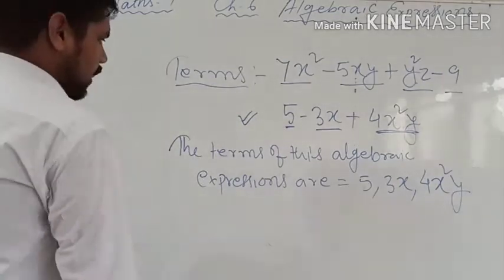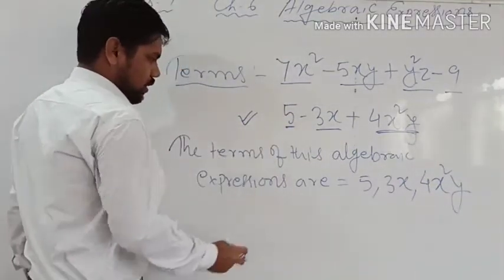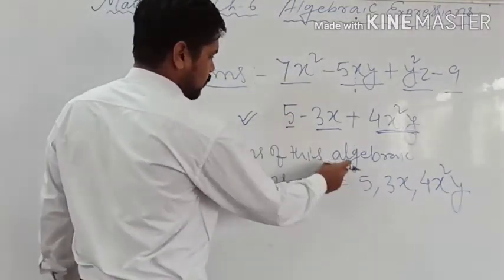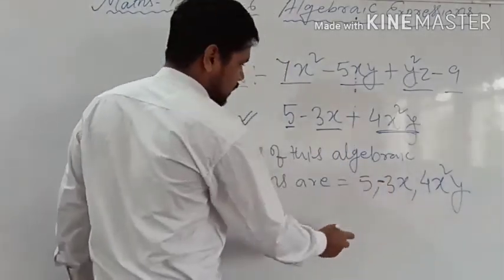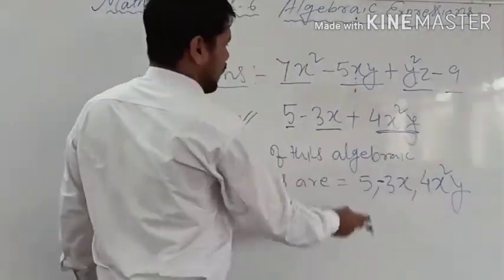One more thing, we have to take care about the sign also. Here we have taken only 5, that means positive 5. Here this is minus 3x. Here this is plus, so no need to write.